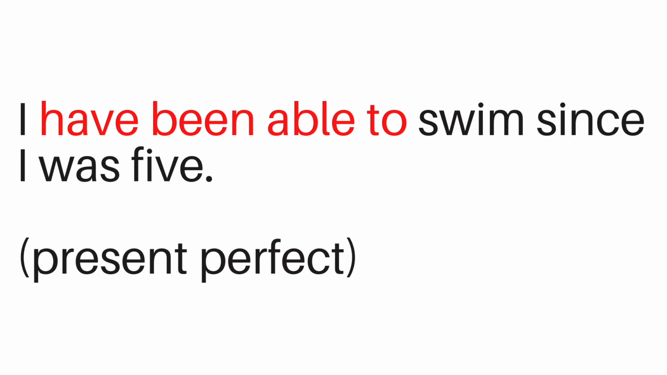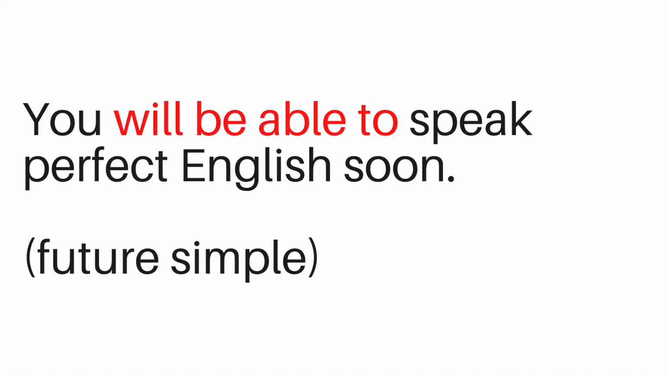There are a couple of other times when we have to use be able to. Can only has two forms. Can, the present, and could in the past. When we need to talk about other tenses, we have to use be able to. For example, I have been able to swim since I was 5 years old. Present perfect. You'll be able to speak perfect English soon. Future simple. Good job. Let's get on to that quiz and check your understanding.